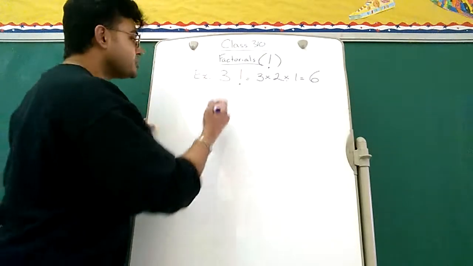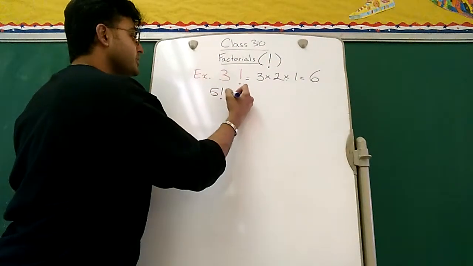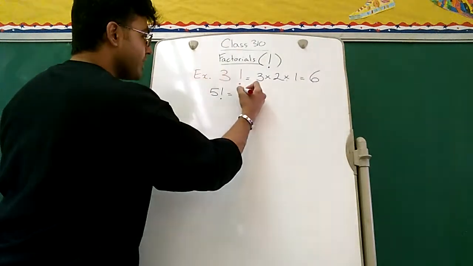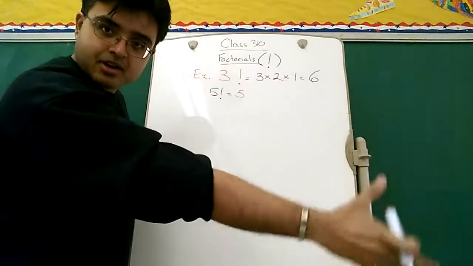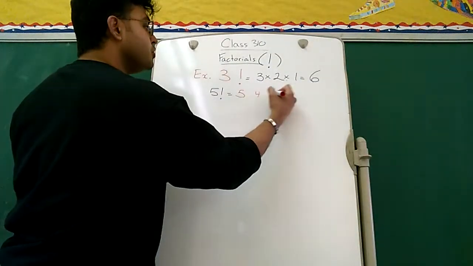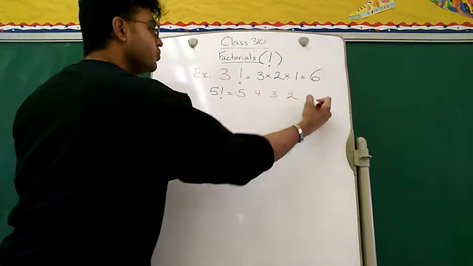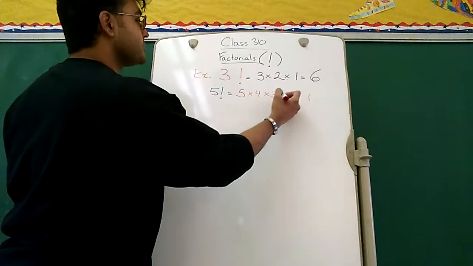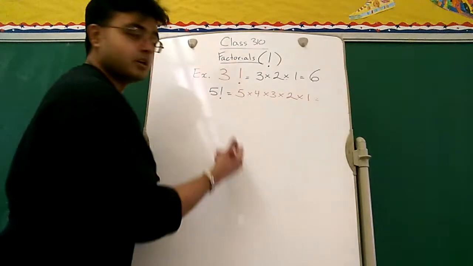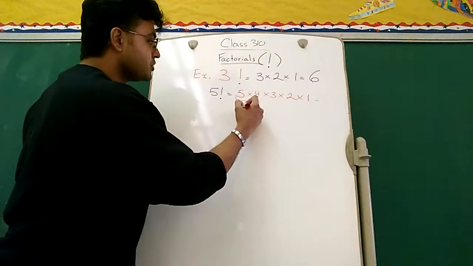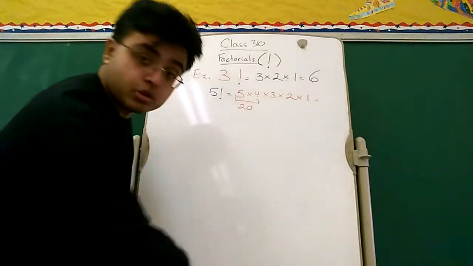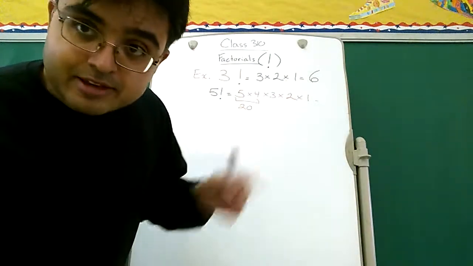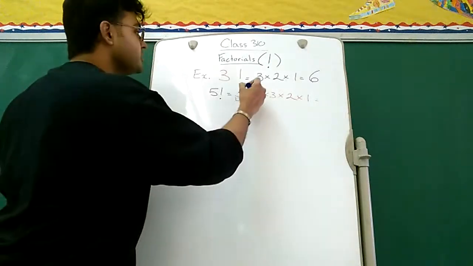Let's try another one. Let's try 5 factorial. 5 factorial simply means you start from the number 5, and then you go down the number line. So we have 5, 4, 3, 2, 1. And what do we do with all those numbers? We simply multiply them all out. 5 times 4, 20. And I told this to the kids, once they multiply a number, cross out the numbers so that they don't get confused. 5 times 4 is done, so let's cross them out.